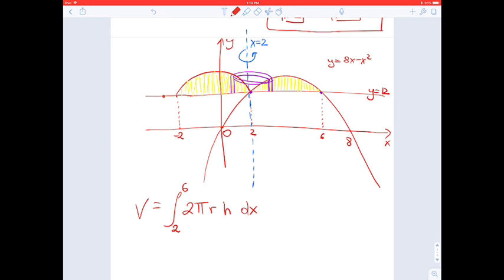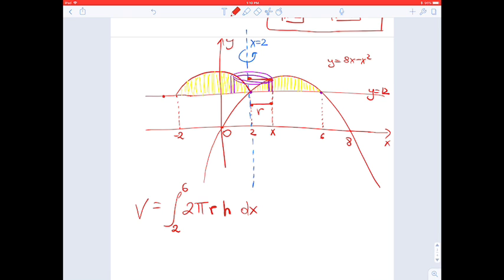Then I can create all of the shells. What I need is a radius and a height. The radius is simply the distance from the center to the edge. That means this is done at a certain x between 2 and 6, and I just need this. This is going to be my radius.